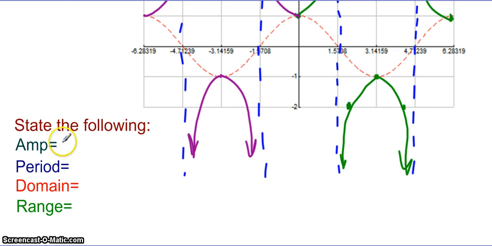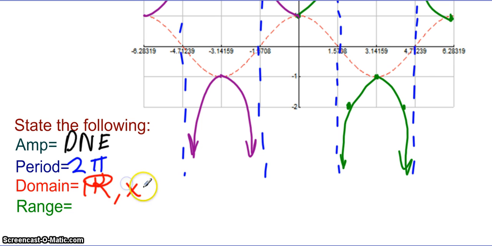Just like with cosecant, amplitude does not exist. So DNE. Period is 2 pi again. Domain. Similar to before. So all real numbers, x does not equal. Our first asymptote here is at pi halves plus n pi. Pi is still the distance between asymptotes. Remember, this number here is representing a distance.